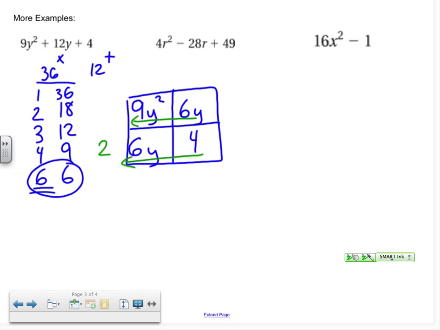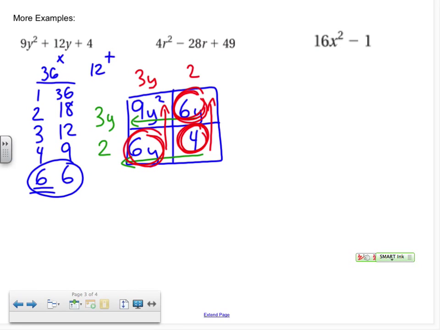Going across, 9y squared and 6y, they have 3 in common, and y squared and y have y in common. Going up, now because these two numbers are the same, ups and downs are going to be the same as lefts and rights. So this one's actually kind of easy. Once you get the left and rights, your ups and downs should be the same. So this should be 3y, and that should be 2. Because 6y and 4 is the same whether you do it here and here, or here and here. Same thing with 9y squared and 6y.